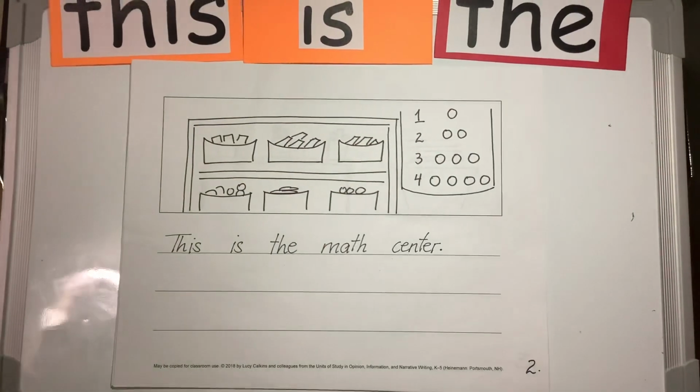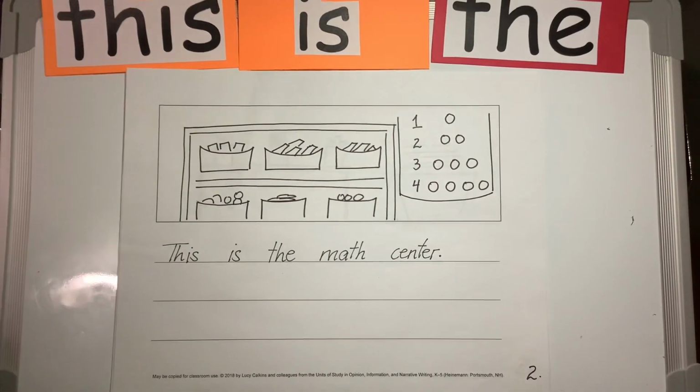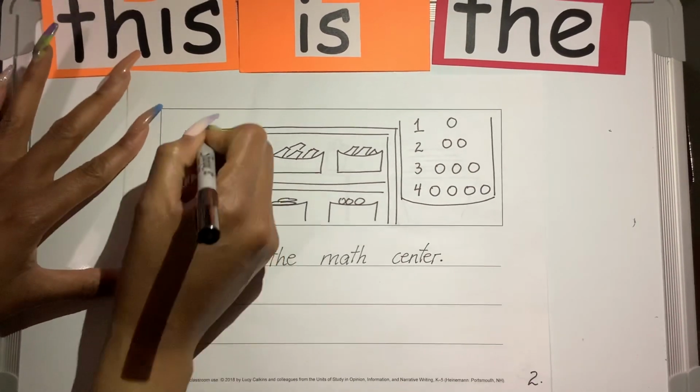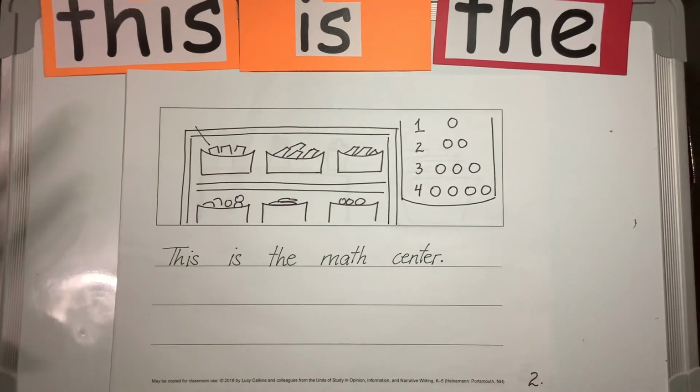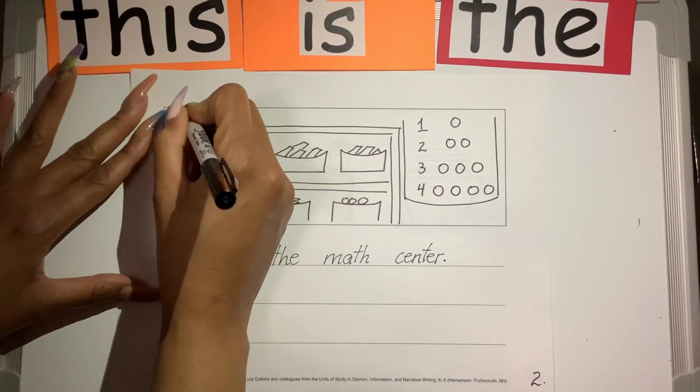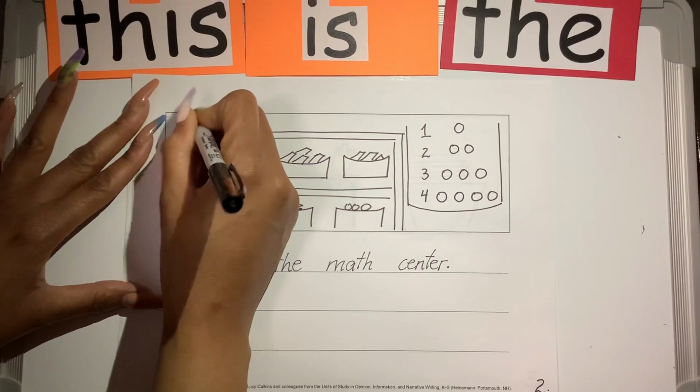And I can add a label, like these are my blocks, because my drawings all look kind of the same. So maybe I should add a label, right? So these are blocks. Remember, you can use your blend chart to help you with your blends and digraphs. So blocks.